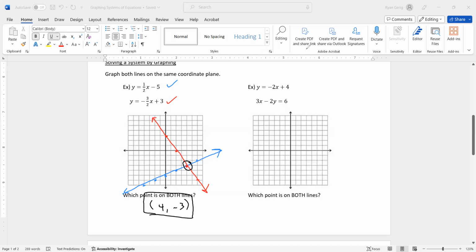All right. Next one, y = -2x + 4. 4 is the y-intercept. Down 2, right 1. Remember, that's a fraction. Down 2, right 1. Just keep going.